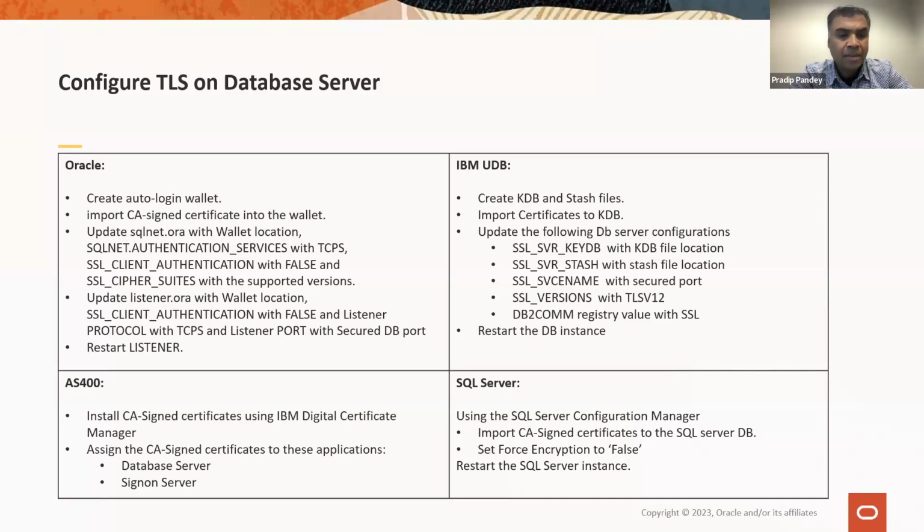For the AS400 database, you will use a CA signed certificate and install it using the IBM Digital Certificate Manager. Assign the CA certificate to the application, database server, and sign-on server. For IBM UDB database, you create a KDB and a stash file, import certificates to the KDB file, and then update the DB server with the location of the KDB stash file, secured port, TLS version 1.2 protocol, and some of the DB2COMM registry values, and restart the DB instance.